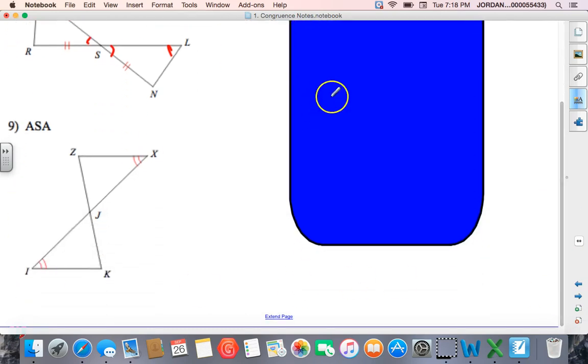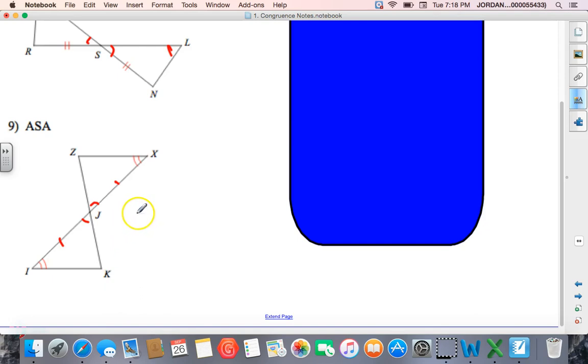Let's look at number 9. Okay, we know these 2 angles are congruent. We also know this angle is congruent to this angle because they're vertical. So to do angle, side, angle, what do we need to know? We need to know the side in between the 2 angles. So we would need to know this side is congruent to this side, the side that's in between the 2 angles.